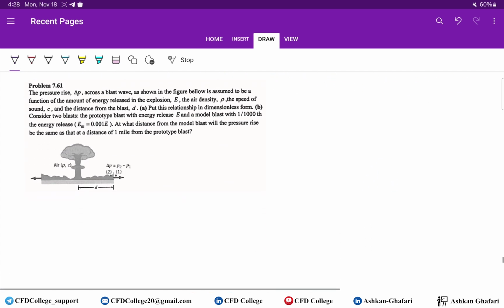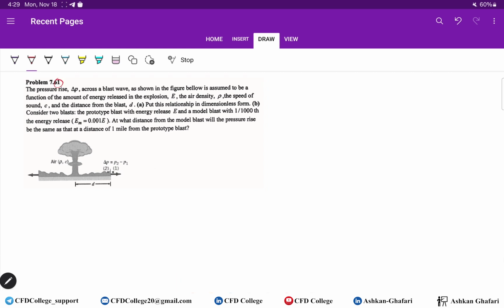Next problem, number 61. The pressure rise delta P across a blast wave, as shown in the figure below, is assumed to be a function of the amount of energy released in the explosion. So delta P is a function of energy E, air density rho, speed of sound c, and distance from the blast D. Part A, put this relationship in dimensionless form.